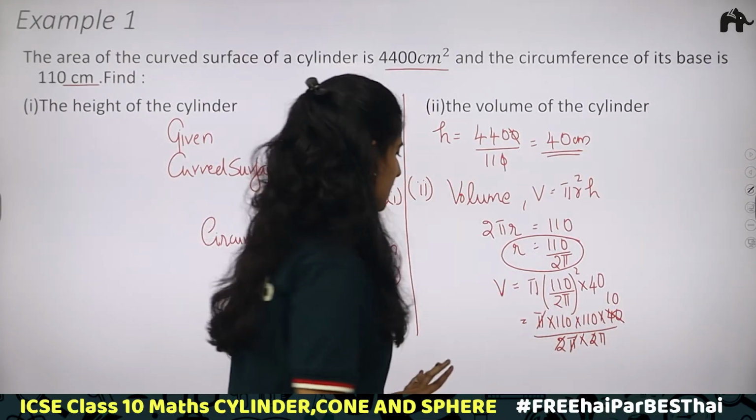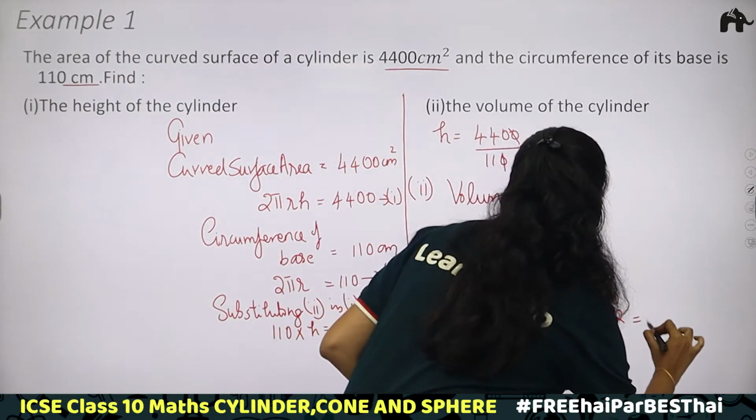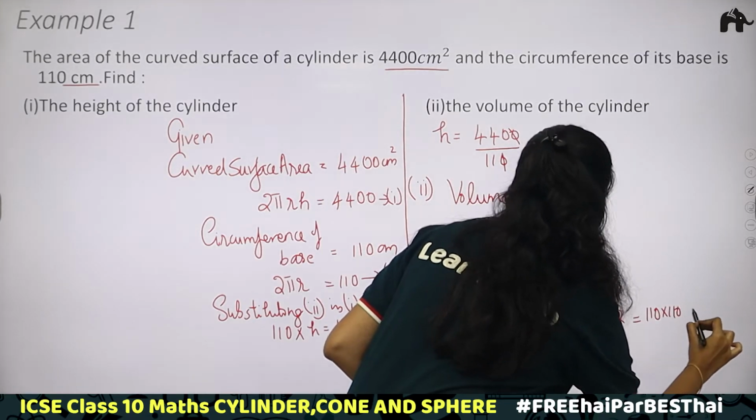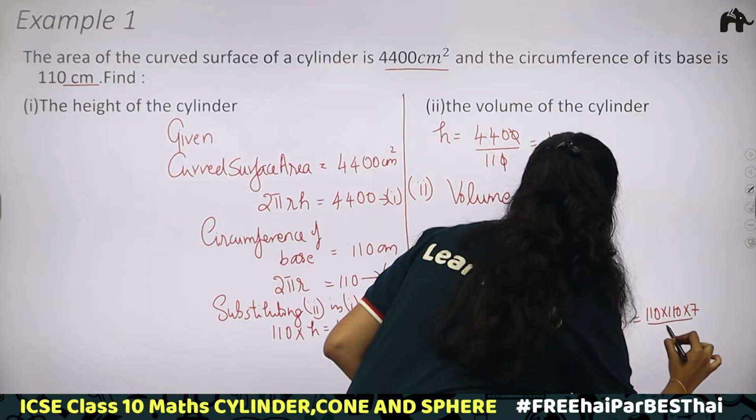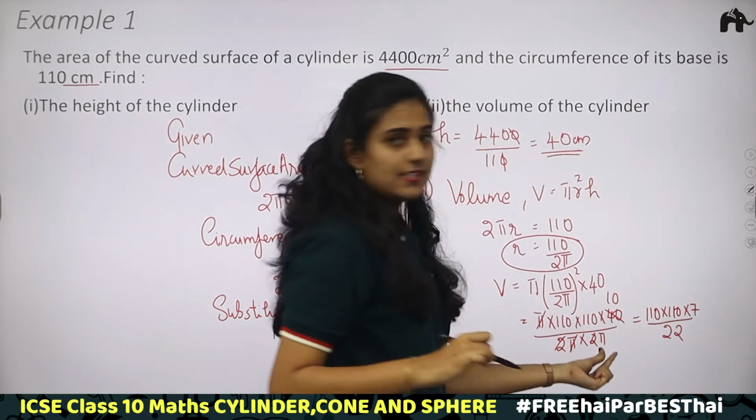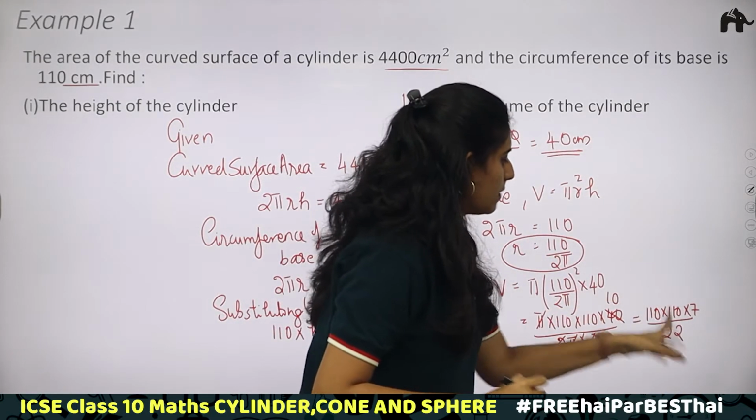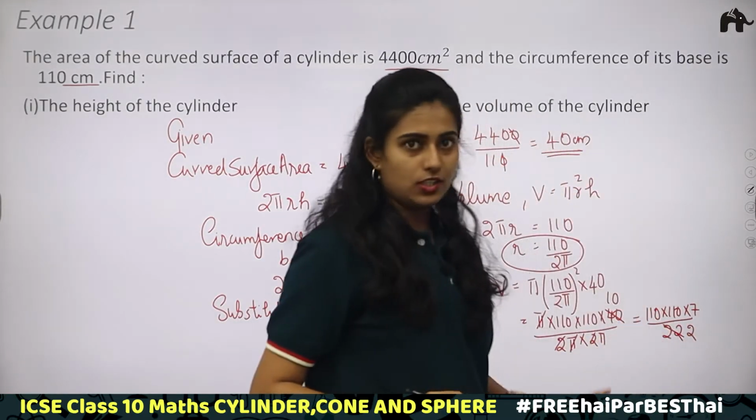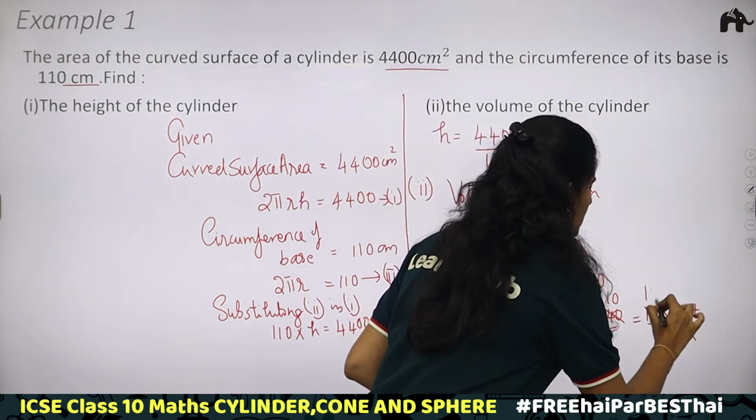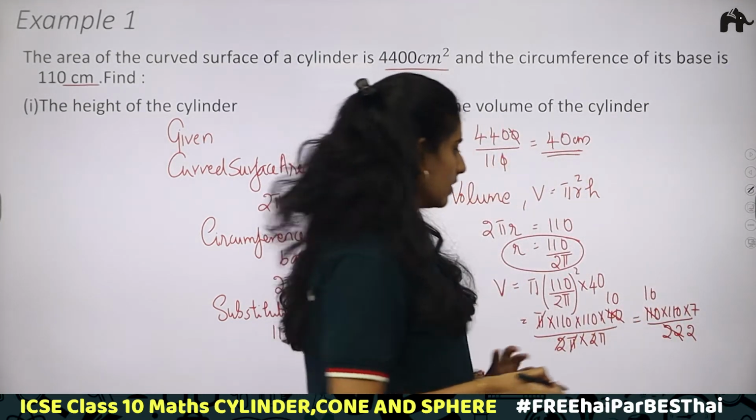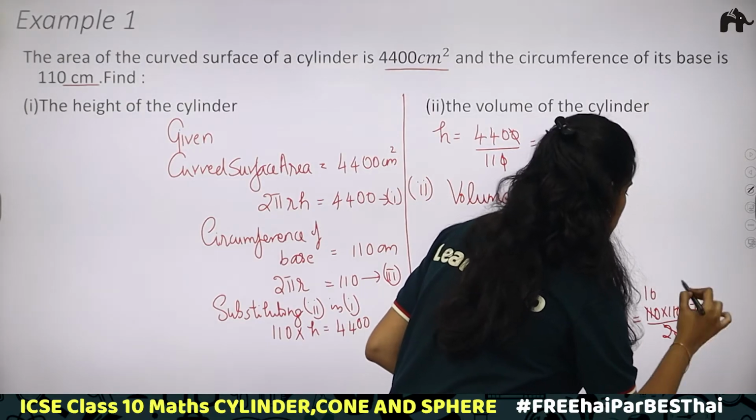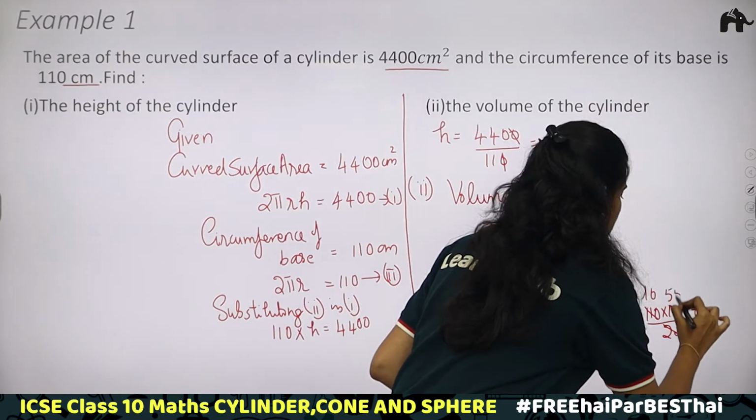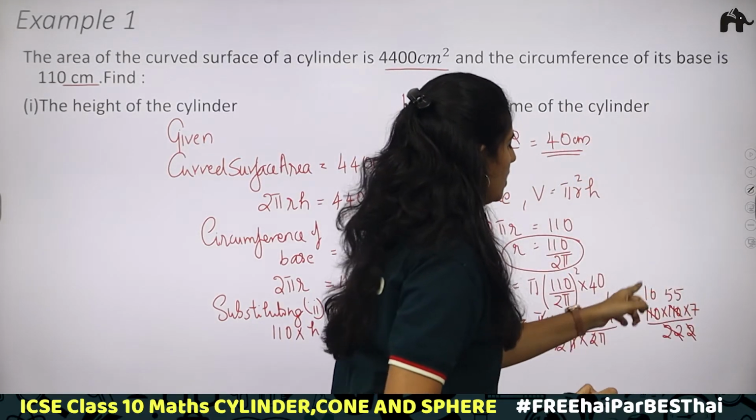Then this pi can be written as 110 into 110 into 7 divided by 22. Pi is 22 by 7, taking reciprocal 7 by 22. Okay, 22: 2 into 11 is 22, 11 into 10 is 110. Then here this 2 and 110 can be cancelled. We get 55. Okay, 55 into 7 into 10.